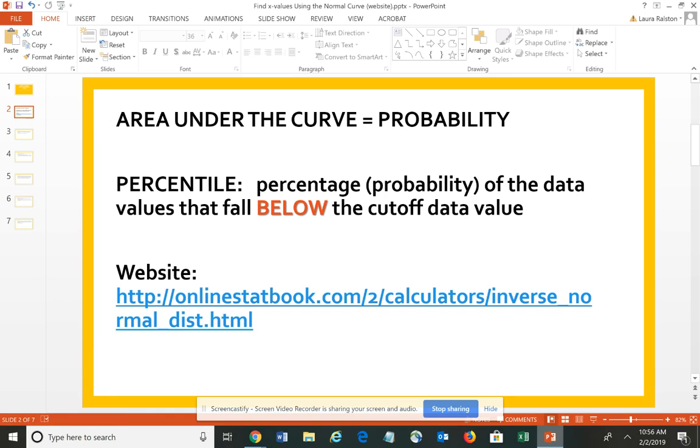Also, sometimes in these questions, it will say something like, find the 80th percentile. And so I want to remind you what a percentile means. Percentile means that's the percentage or the probability of the data values that fall below that cutoff score. It's important to realize that percentiles describe the percentage below the cutoff score. We're all going to be using technology to do these calculations, and we're going to be using the website which is referenced there, so you may want to go ahead and get that opened up on your computer.